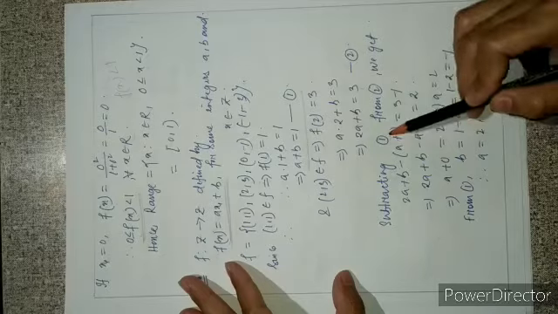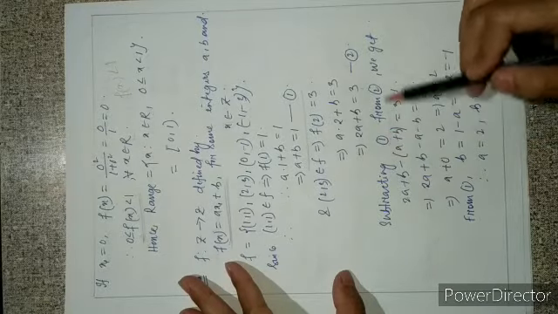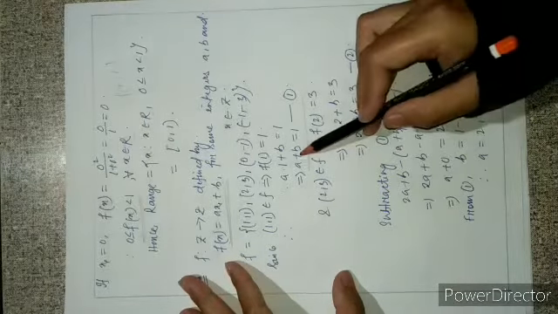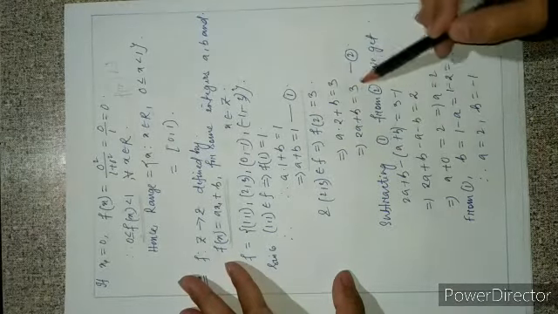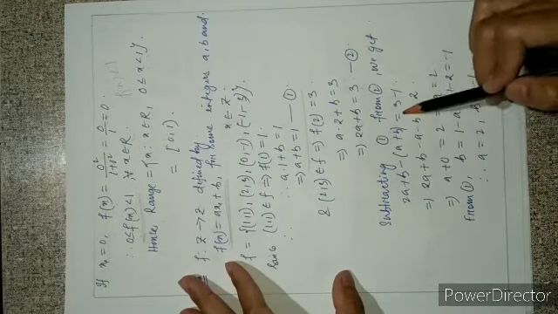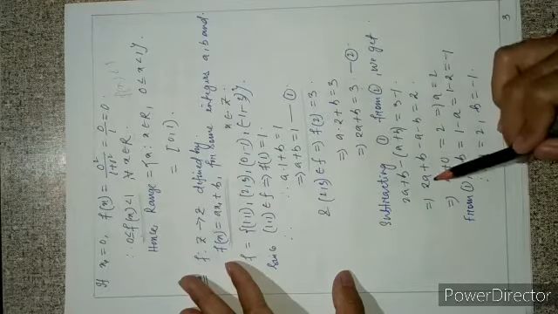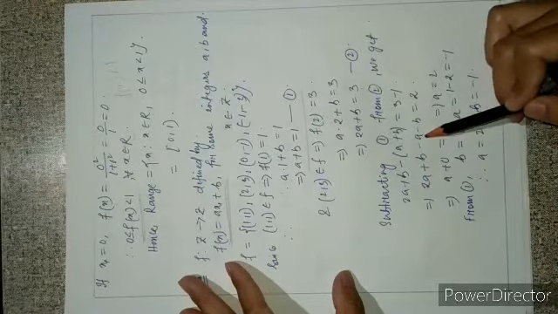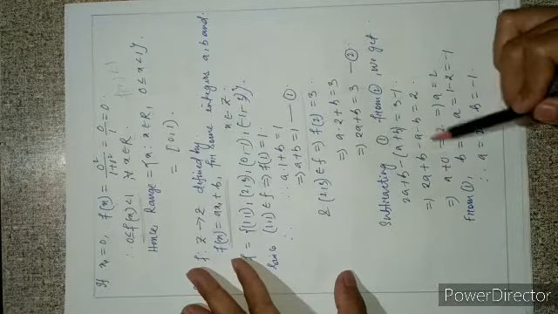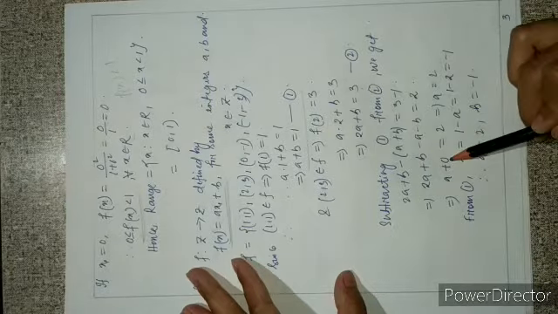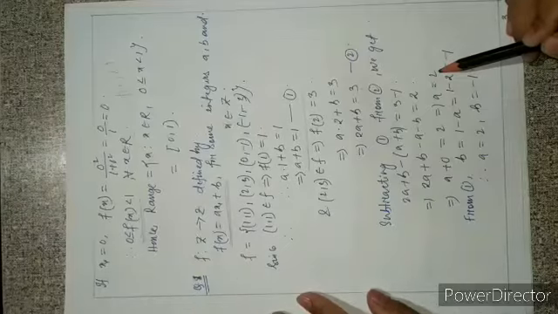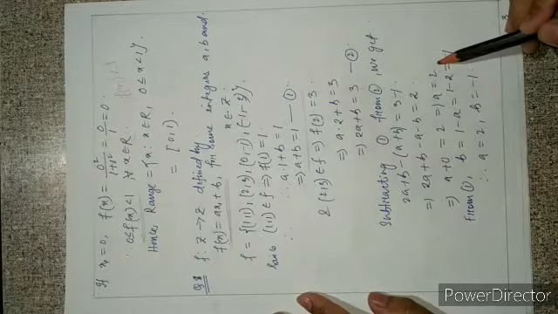Now subtracting equation number 1 from equation number 2, left hand side minus left hand side and right hand side minus right hand side: (2a + b) - (a + b) = 3 - 1. Opening the bracket, 2a + b - a - b = 2. 2a - a + b - b = 2, and so the value of a is equal to 2.